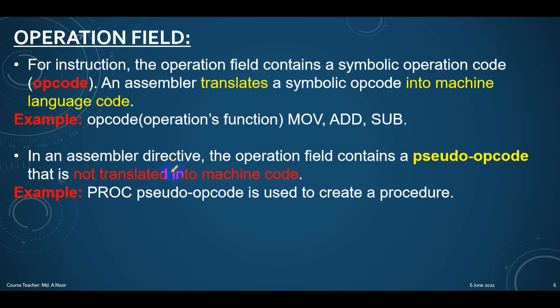In an assembler directive, the operation field contains a pseudo code that is not translated into machine code. For example, the proc pseudo code is used to create a procedure, but when you assemble, this proc does not get translated. This is an assembler directive, not part of the main program.